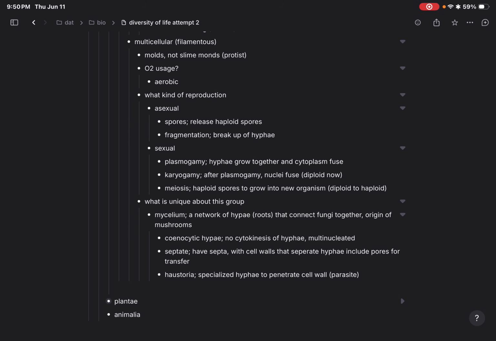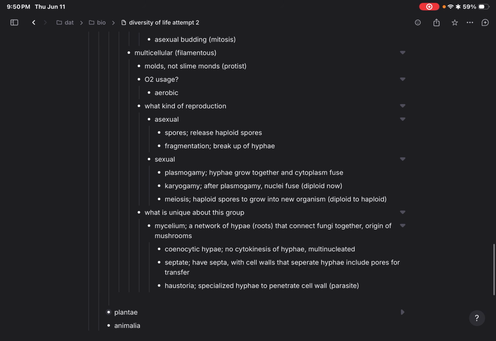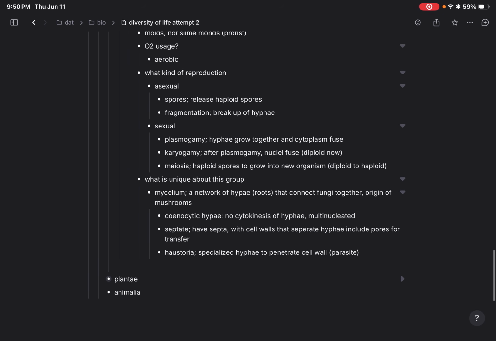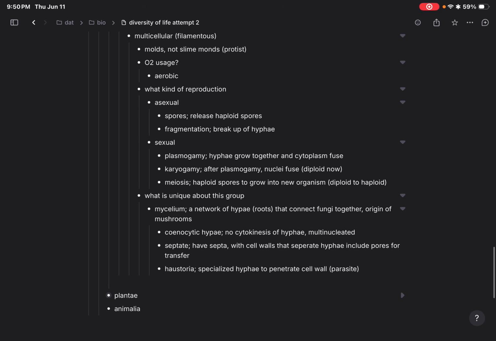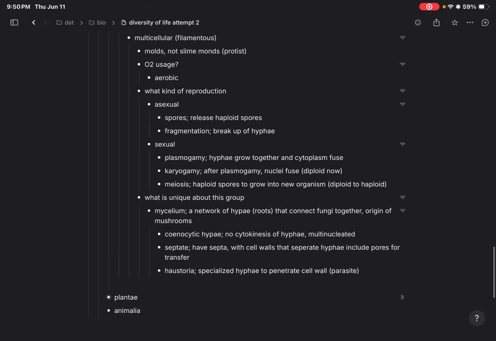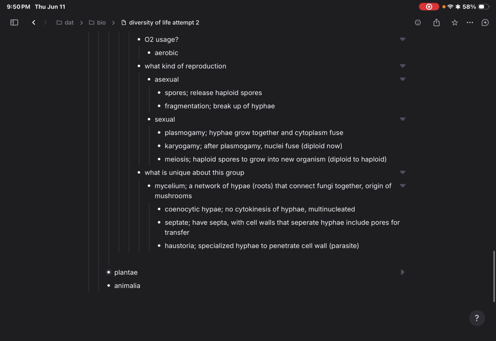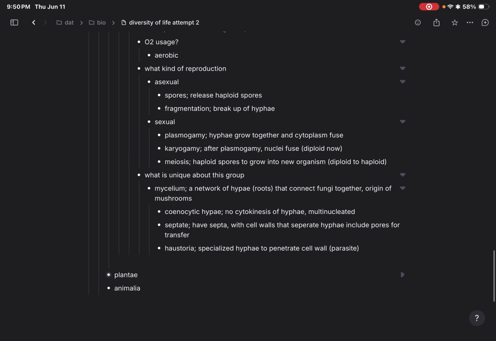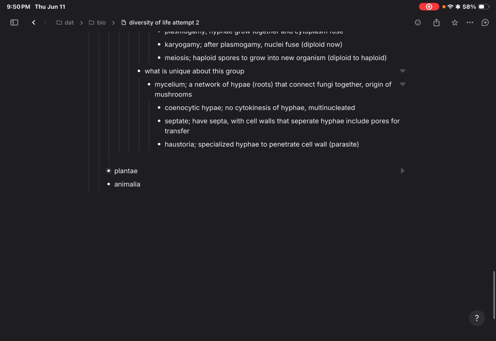Sexual, they do plasmogamy, which is the fusion of two hyphae and then the cytoplasm fuses. Then there's karyogamy, which is when the nuclei fuse, and then meiosis, which is when you produce spores from that diploid cell. So what is unique about this group? These will have a mycelium, which is a network of hyphae that connect the fungi together. That's like the bottom of mushrooms. So there's coenocytic, which means that they're all multinucleated, no division. There's septate, which have cell walls that separate the hyphae. And then there's haustoria, which is just a kind of parasite.